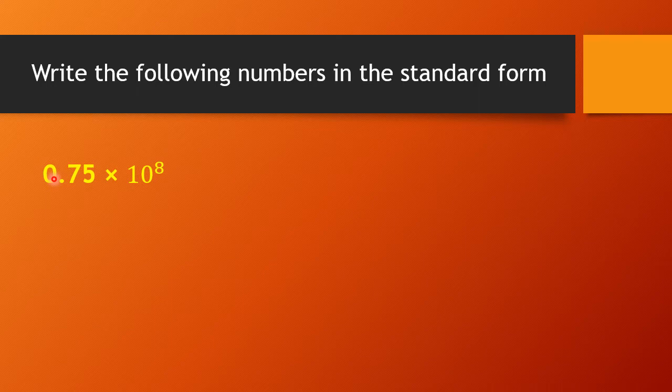But it must be less than 10. So we will move the decimal point here one place to the right to be 7.5. So we will decrease the power here. It will be 8 minus 1 equal 7. 7.5 times 10 power 7.